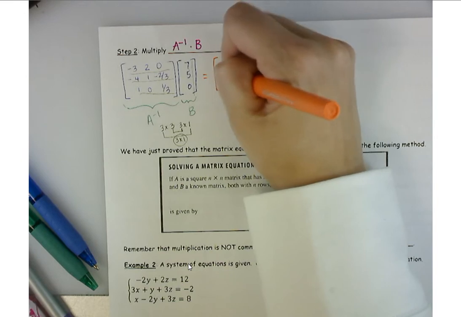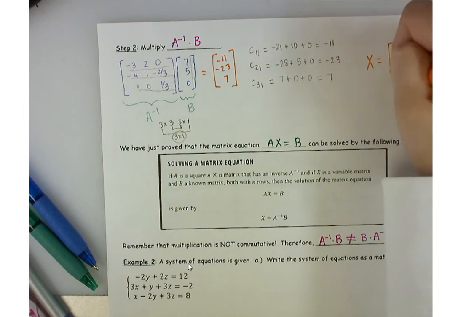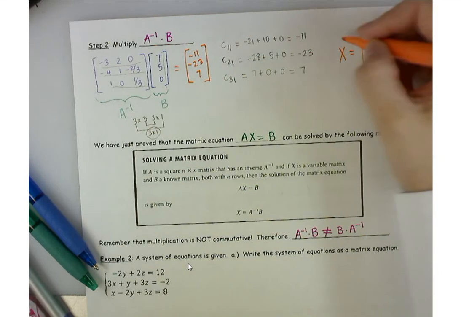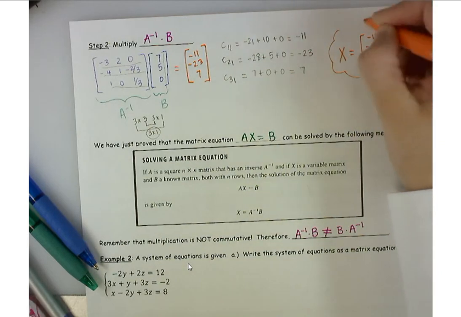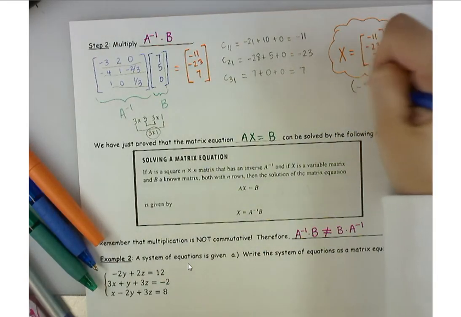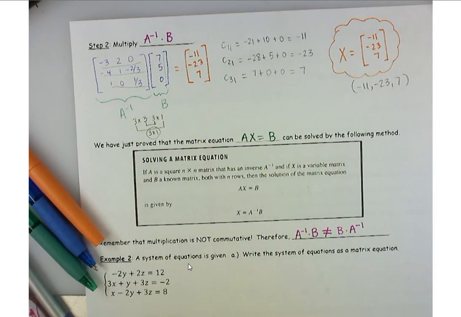So my solution for x is going to be that x is equal to negative 11, negative 23, 7. Okay, now this means the same thing as the point negative 11, negative 23, 7. So this is just another way that you can solve a system of equations by using your matrix equation and the inverse.